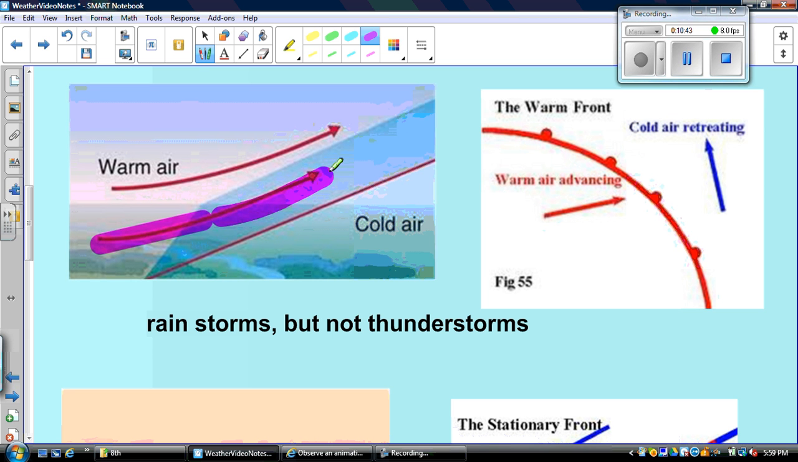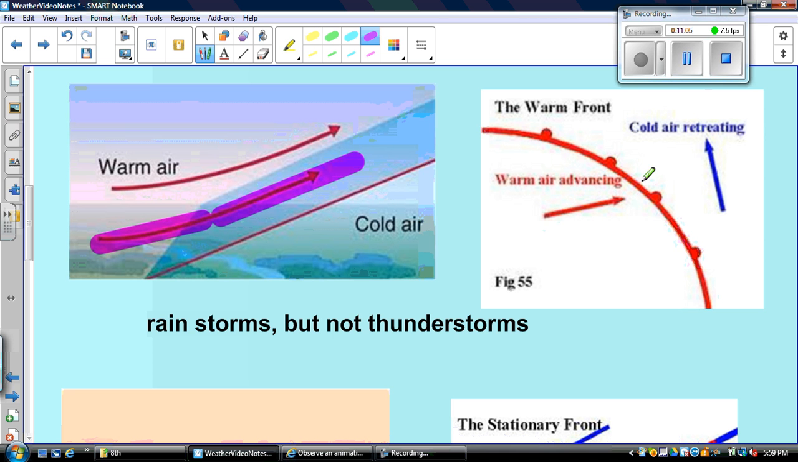It takes its time. And because it does that, you might have some rainstorms depending on whether the air mass is maritime or continental. But these rainstorms will not be thunderstorms. It'll just be a gentle rain. Now, sometimes it can rain a lot and you can get some flooding, but it's not going to create thunderstorms.